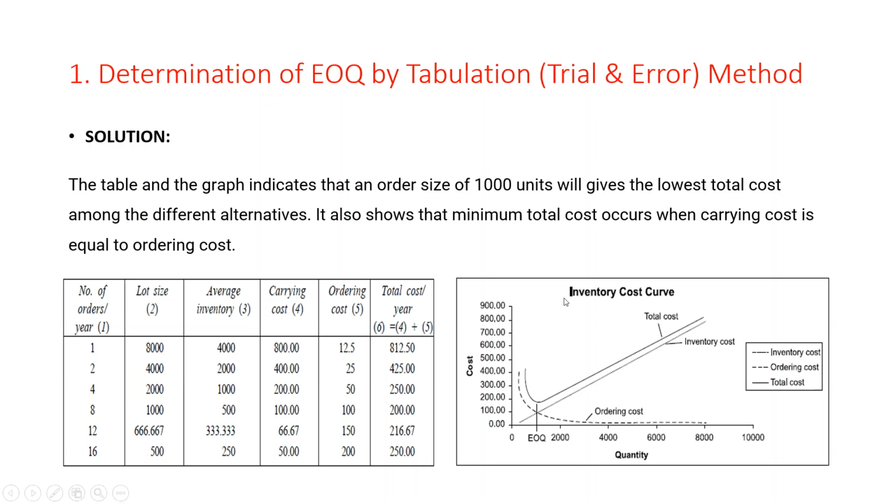In this table, it shows that the minimum total cost occurs when the carrying cost is equal to the ordering cost.